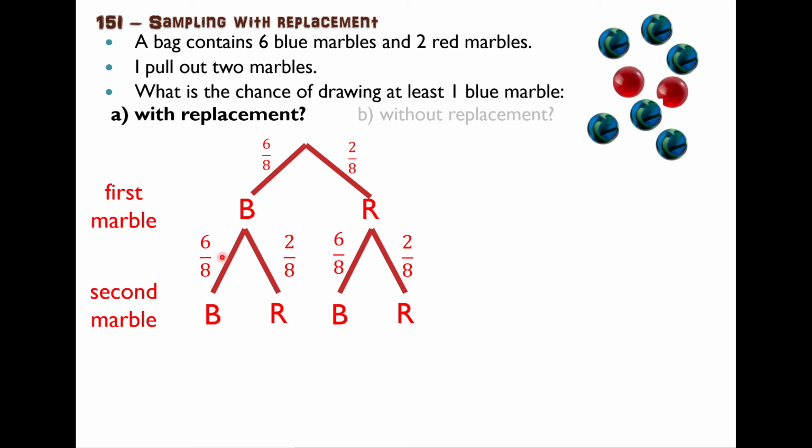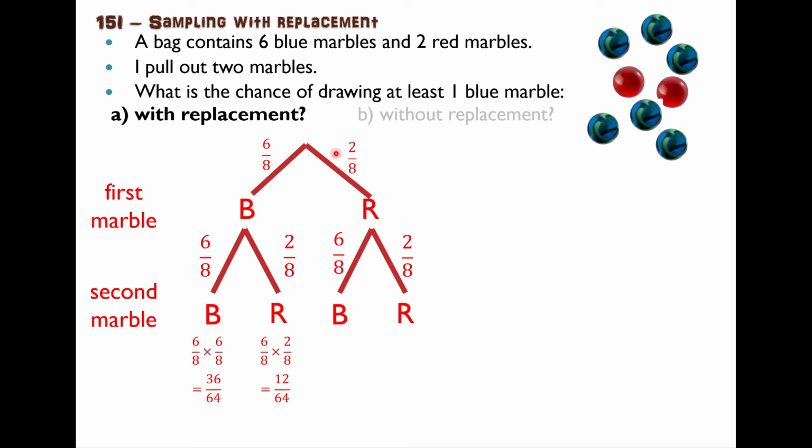Okay, well now we can start figuring out the probability of ending up in each of these situations. What is the probability that I draw a blue and then another blue? Well, you'll follow the chain and multiply these things together. 6 out of 8 times 6 out of 8, which is 6 times 6 is 36, 8 times 8 is 64. I'll leave it unsimplified for now. And the next one, the chance of getting a blue marble first and then a red marble, is the probability of getting a blue here multiplied by the chance of getting a red down here, 6 out of 8 times 2 out of 8, and so on.